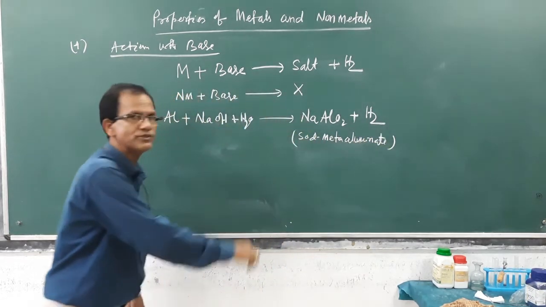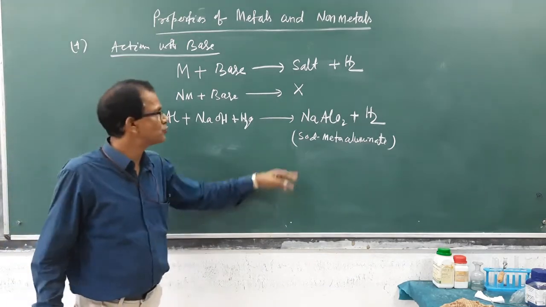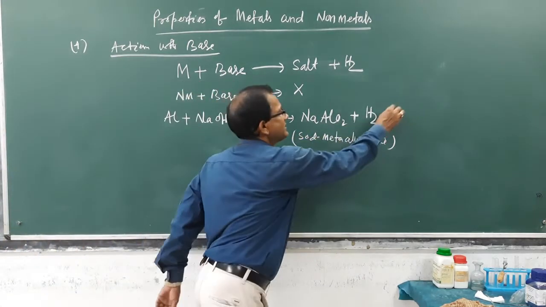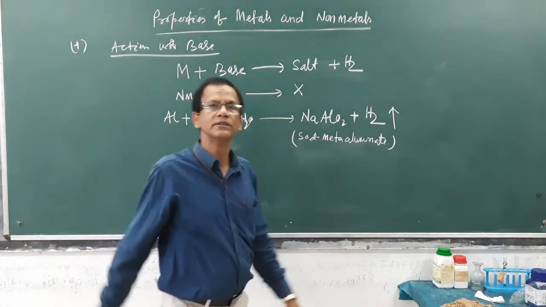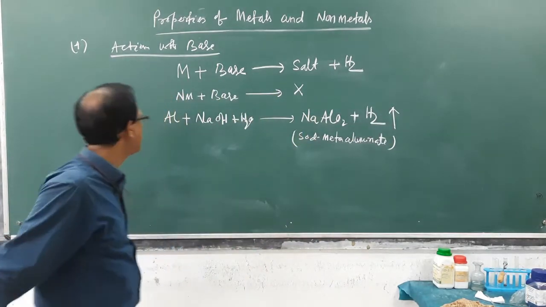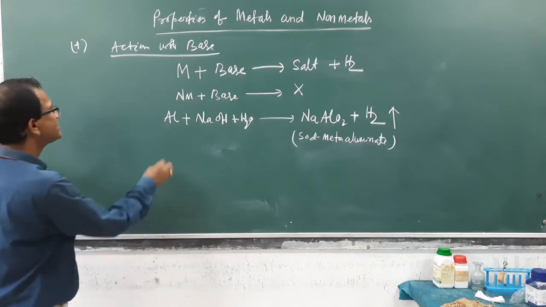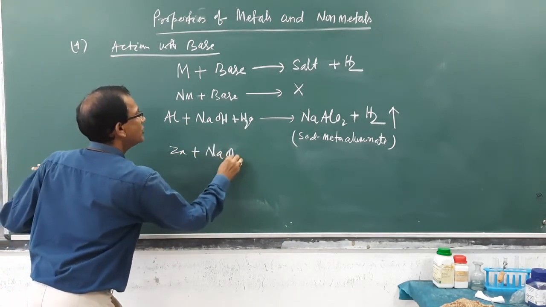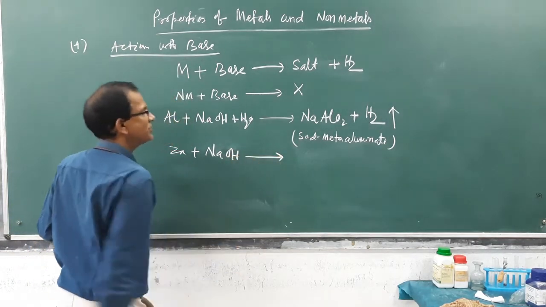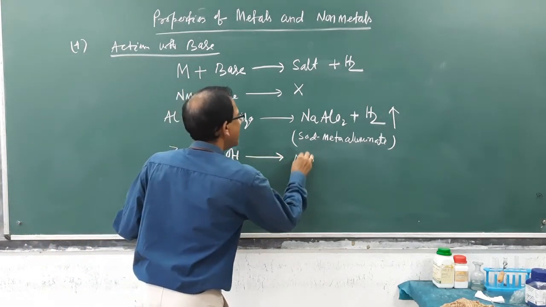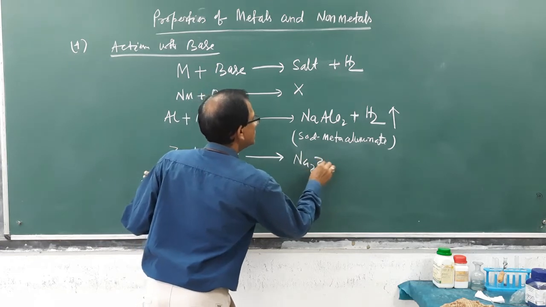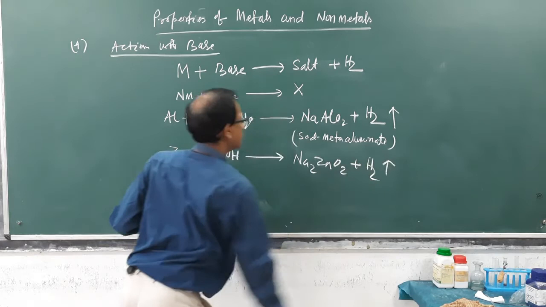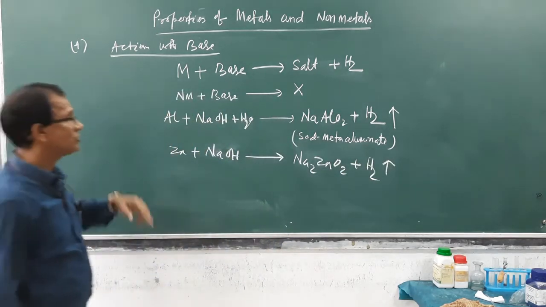What is the name of this salt? NaAlO2, that is sodium meta-aluminate, and the gas released is hydrogen gas. Similarly, other metals like zinc react with base, in which the product is sodium zincate, Na2ZnO2, plus hydrogen. You see the difference. This is called sodium zincate.